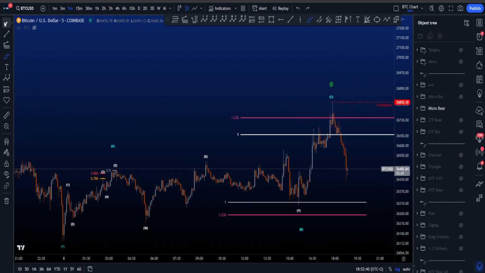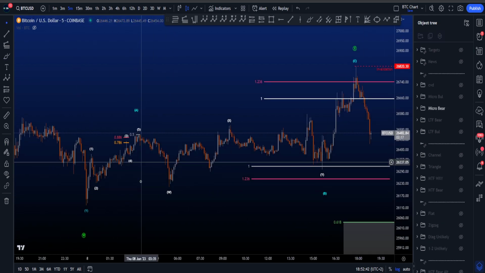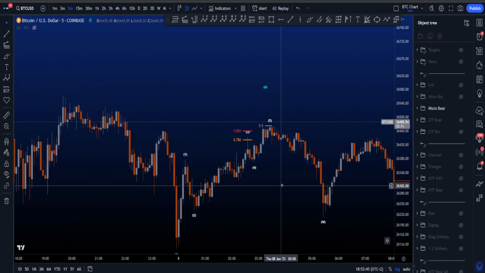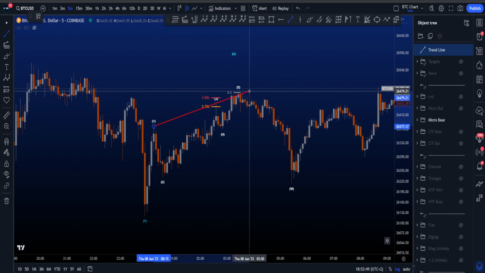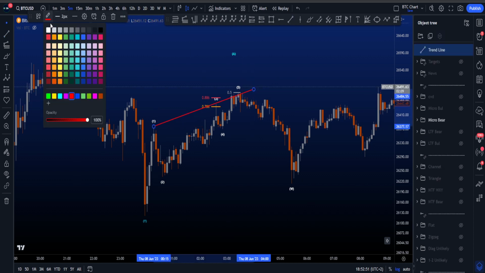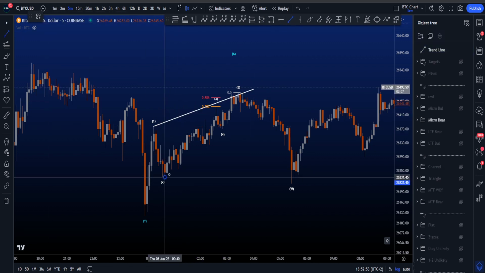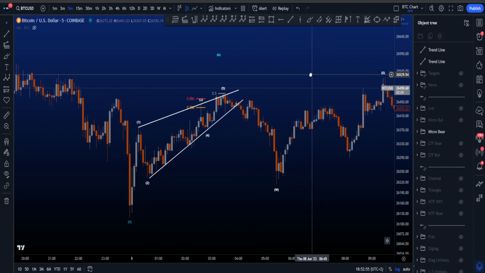Now you will see that on the lower time frames, I've been quite busy with this move to the upside because this is in a wave A scenario, a leading diagonal. So you could do something like this. It's still a red line. Let me make this white. So there you go. And then we have a 1, 2, 3, 4, 5.